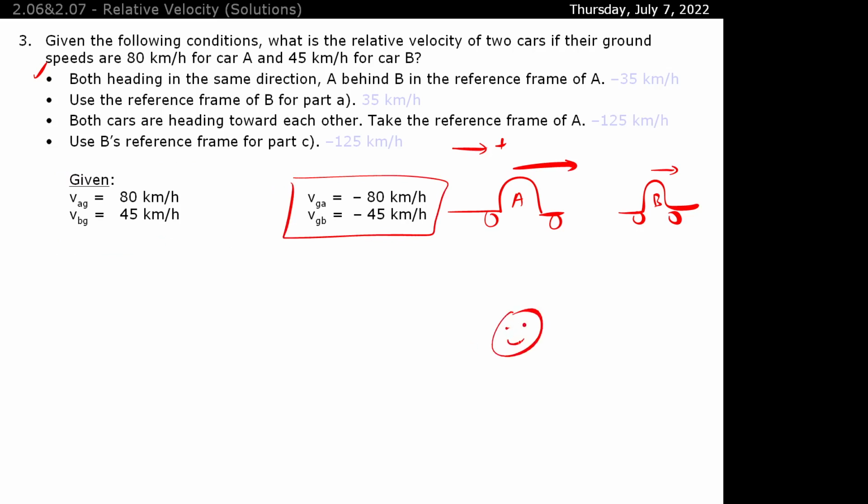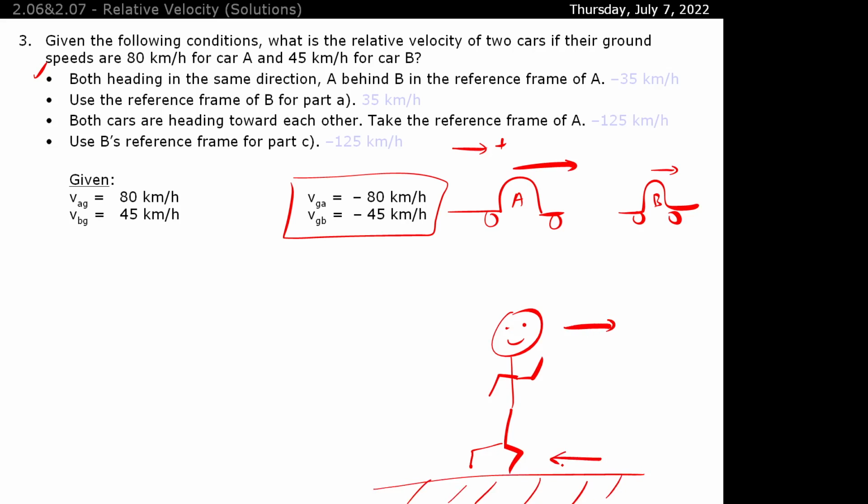Let's say that you're walking. Okay, you're walking. I'm not an artist. And as you walk, let's say towards the right, you'll notice that the ground sees you traveling in the opposite direction. Right? If you look down, the ground appears to be moving backwards relative to you.